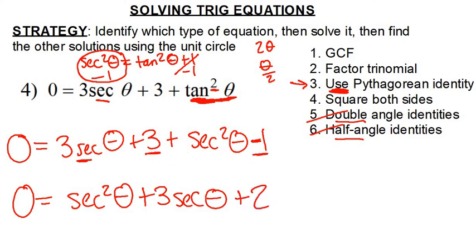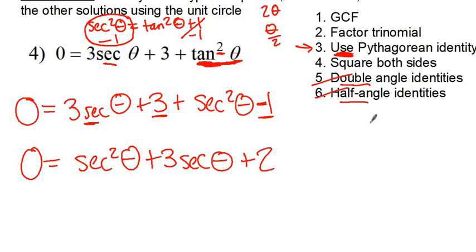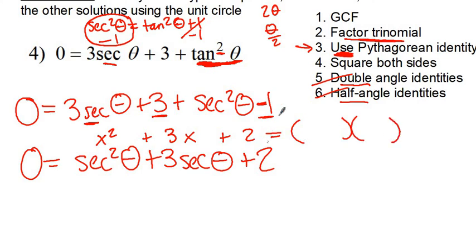Now look at those strategies. Which one does it look like? And hopefully you can tell it looks like a trinomial because you have something squared. Pretend that secant were x. This would be x squared. That would be like 3x, and that would be like 2. How does that factor right there? What multiplies to 2 and adds to 3? That would be 2 times 1 and 2 plus 1.